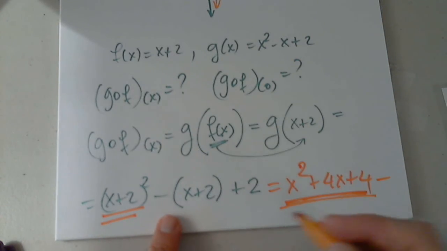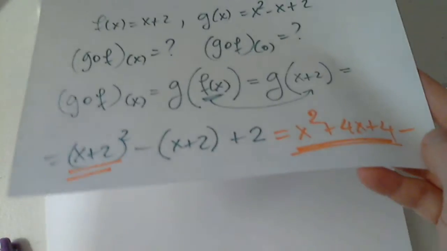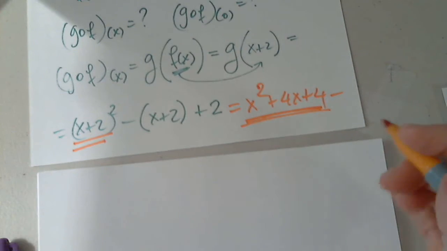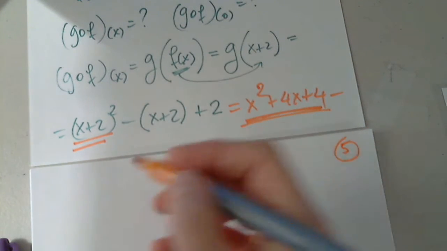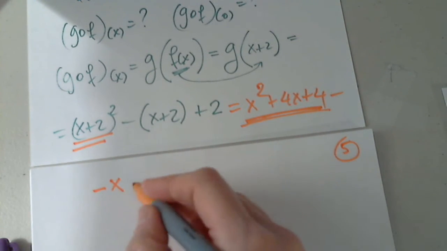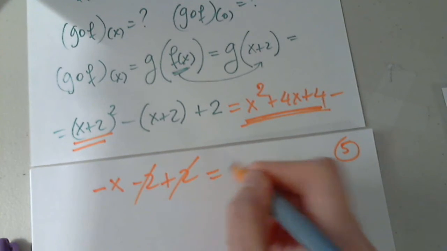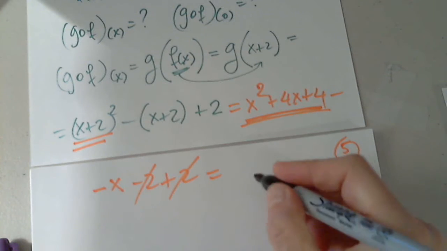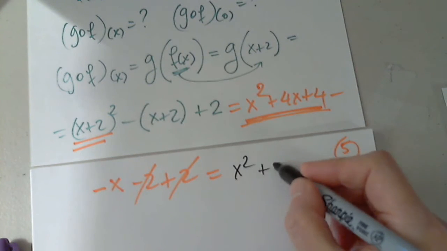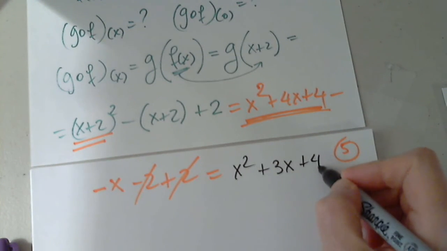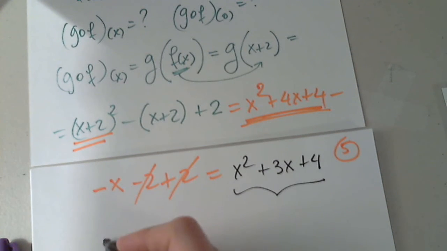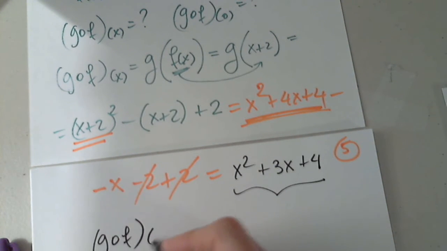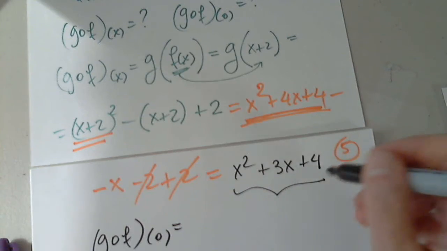Now I distribute the negative: negative x minus 2 and plus 2. These two go away. And that's not a good color per se. And this is x squared, and then plus 3x and plus 4. In this function, I will plug in 0. G comp f of 0 is 4.